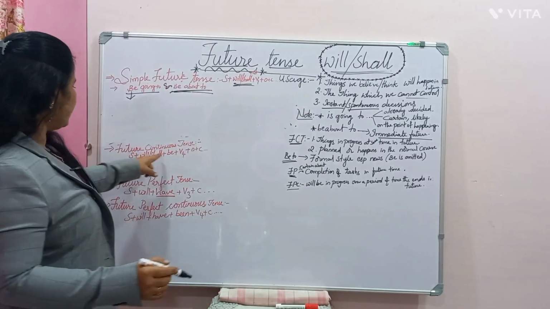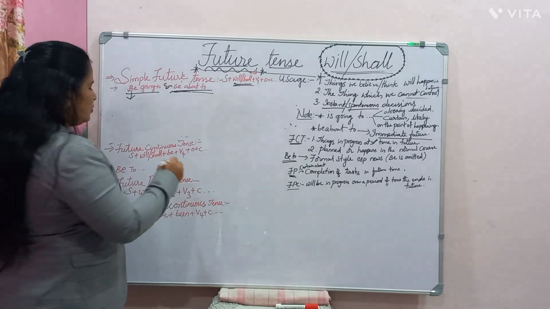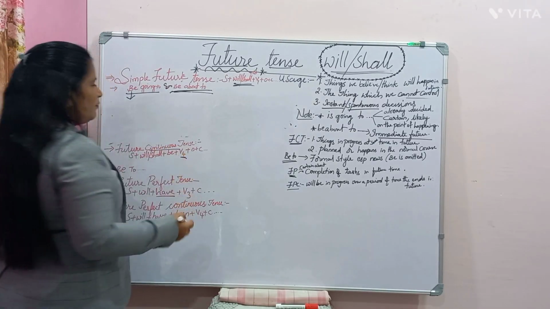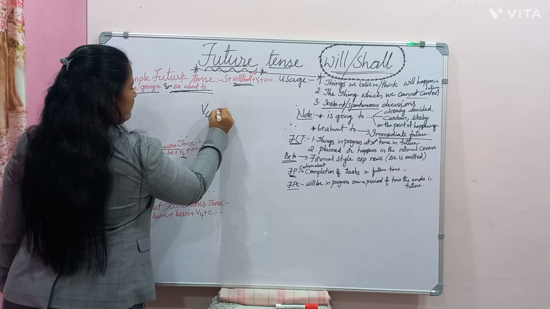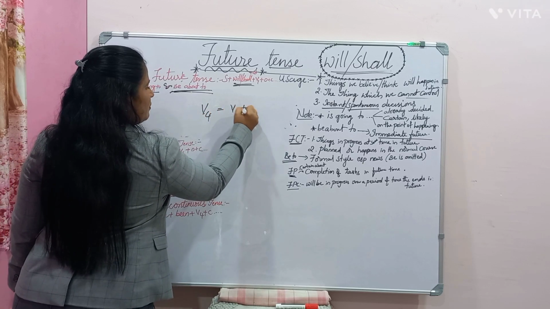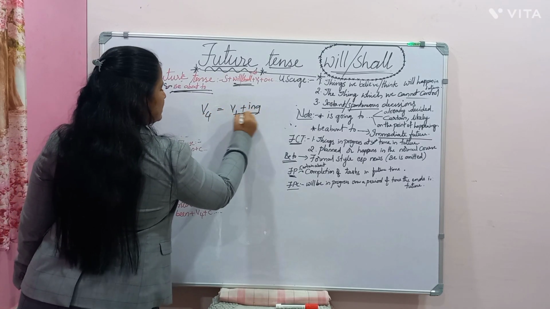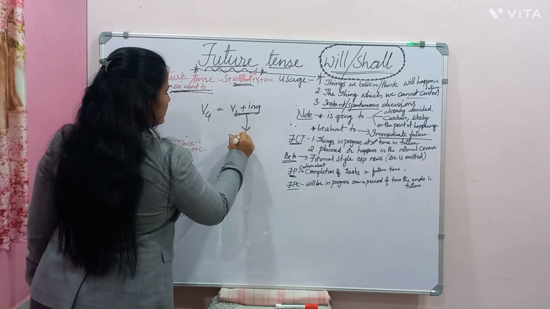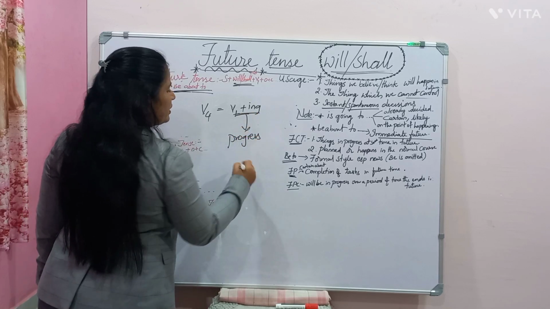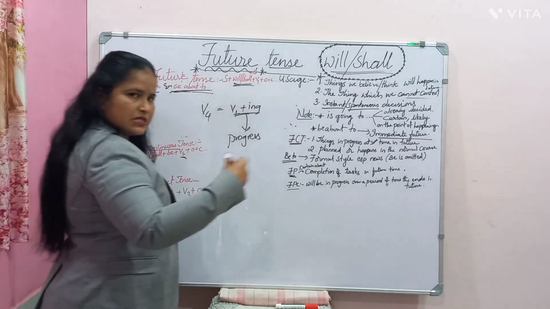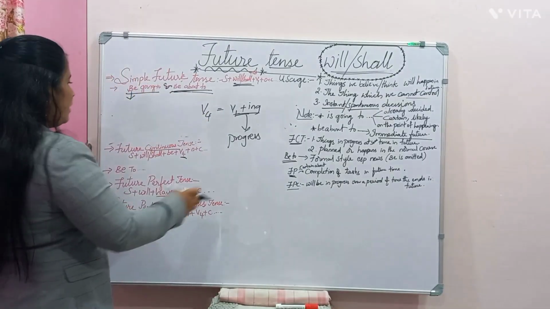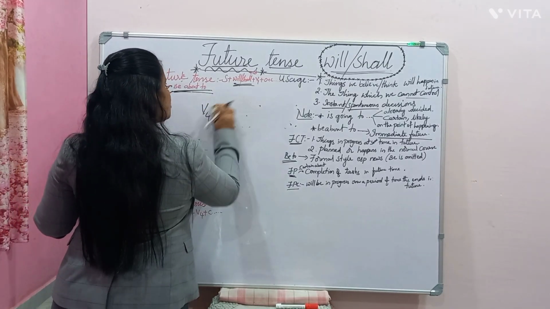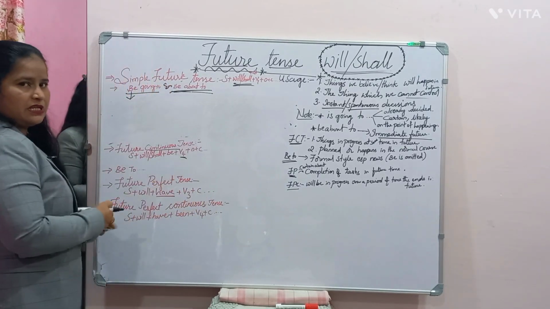Now future continuous. What is continuous? You all know continuous is verb 4. In the past classes you have seen what verb 4 is. Verb 4 is nothing but verb 1 plus ing. Ing means something is in progress. Progress means which is continuously happening. So here it is about what is going to happen in the future.